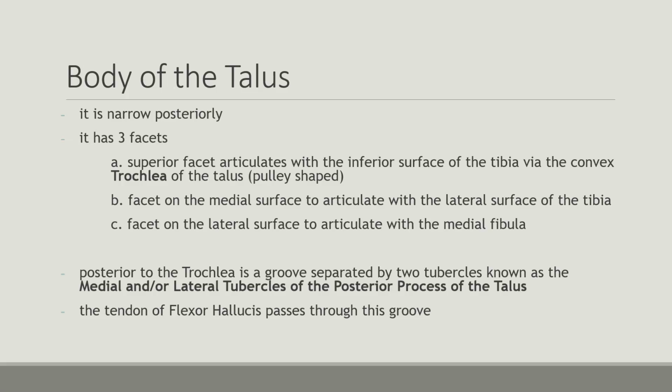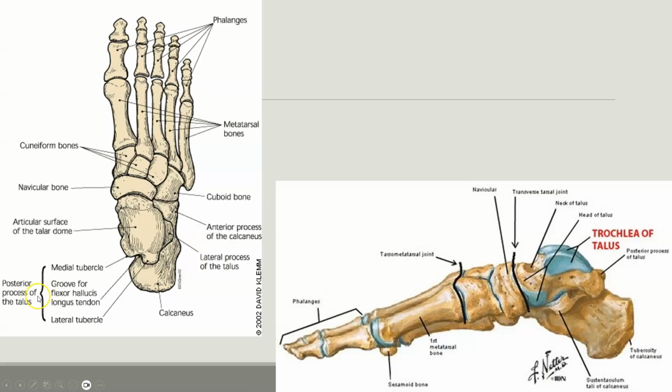Posterior to the trochlea, there's a groove, and it is separated by 2 tubercles known as the medial and lateral tubercles of the posterior process of the talus. So here's your medial tubercle on the posterior aspect, and here's your lateral here. You can see there's the posterior process here, but in this drawing he hasn't divided it, but in this one we can see it. Together again, this is the posterior process of the talus.